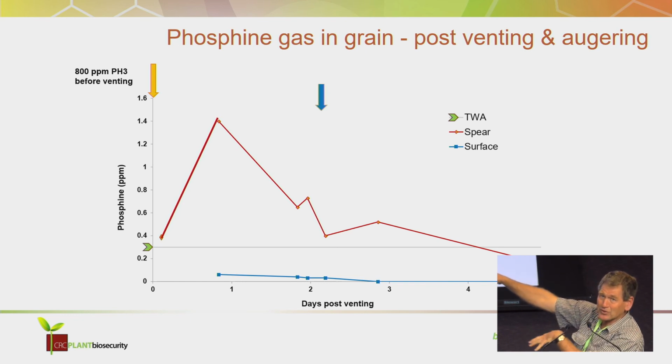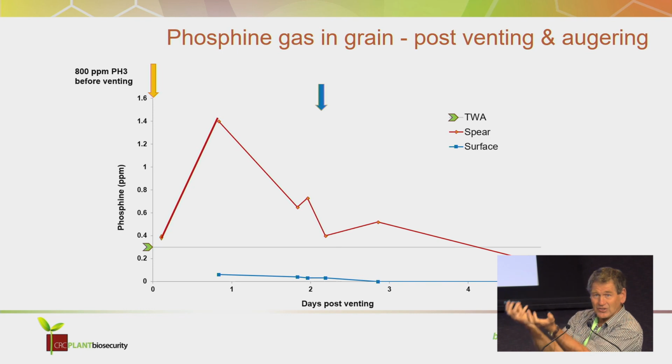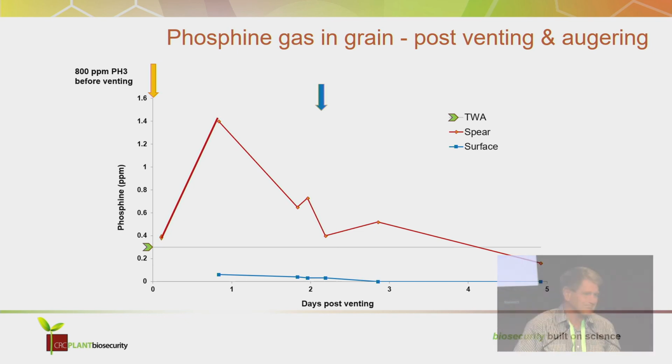So if that grain was to be delivered to a delivery point, it would be rejected on the basis of being above that time-weighted average if speared. It took some time to drop below. The interesting comparison was that I had measurements just on the surface of the grain, rather than spearing into the grain, and they were well below the 0.3. So the technique of measuring for this safety level is important. We need more trial work in this area. Thank you.